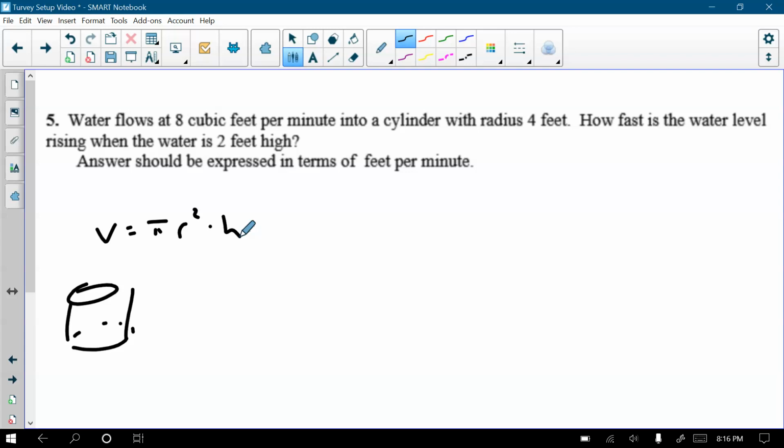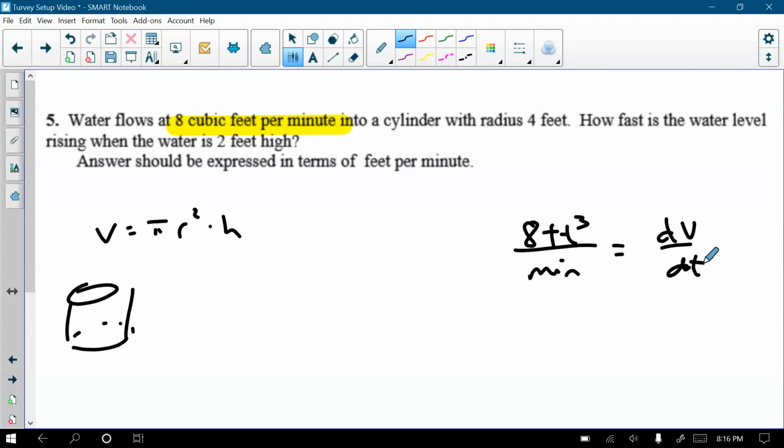Now it says water flows at 8 cubic feet per minute. Why am I getting excited? Because cubic feet per minute means that is volume. 8 cubic feet per minute tells me that this is a dV/dt. So that's number 1. I got cubic feet per minute.